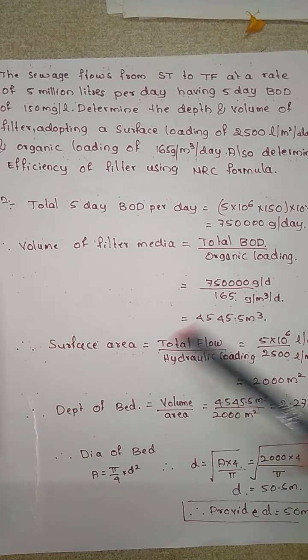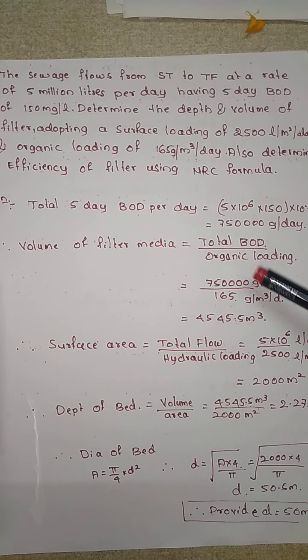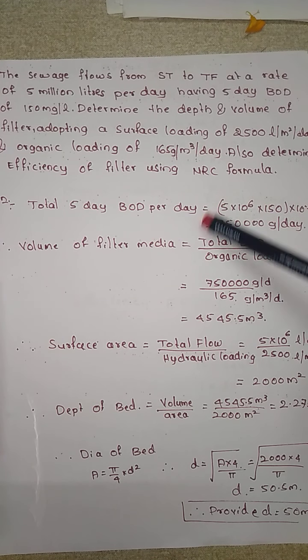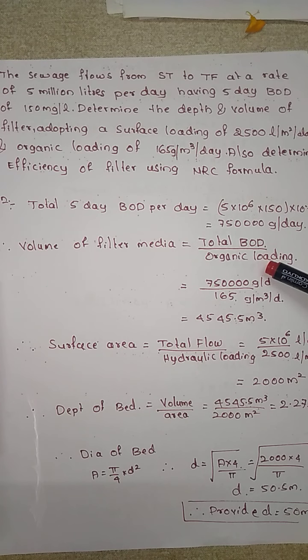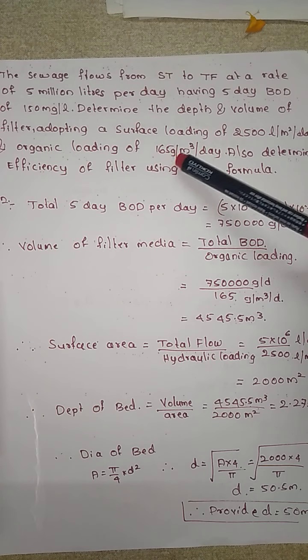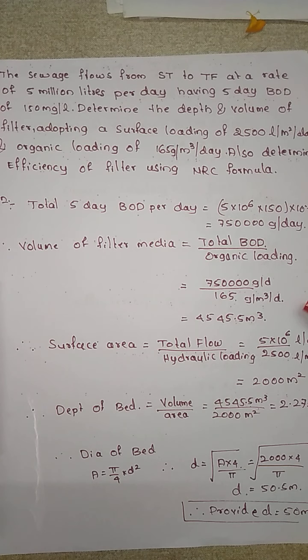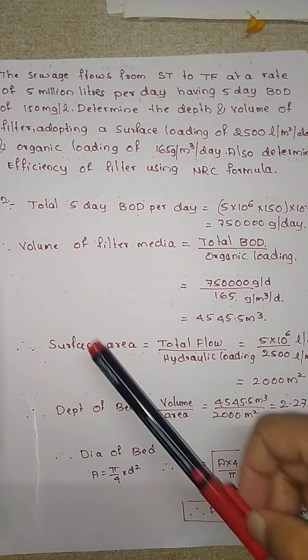Now the volume of the filter media, as you have already seen in the sedimentation tank, is total BOD divided by organic loading rate. Total BOD is 7,50,000 grams per day, and the organic loading they have given is 165 grams per meter cube per day. So the gram per day cancels, and 1 by meter cube remains in the denominator. When it goes upside, we get the volume as 4,545.5 meter cube.